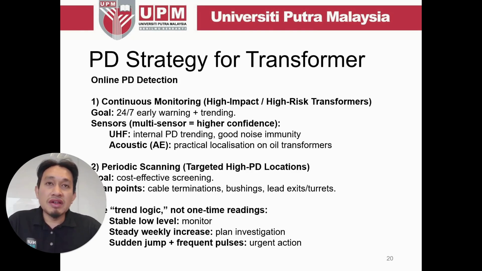There are several sensors available, for example, that we can use UHF for internal PD trending. And on periodic scanning, for the rest of the transformers that are not really high on the criticality metrics, we could focus on periodic scanning, especially where there is high possibility of PD, for example on the cable termination, bushing, or even lead exit turrets.